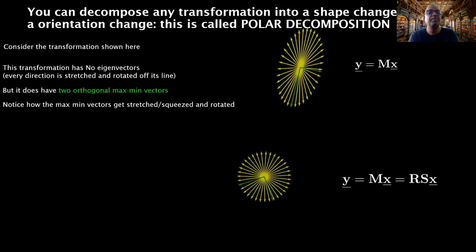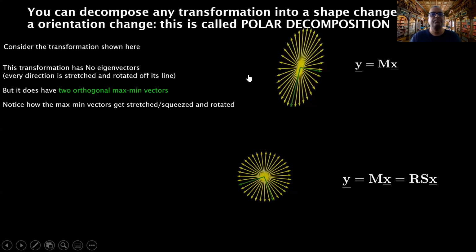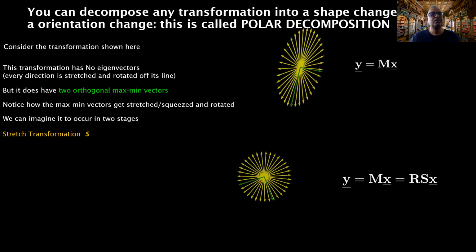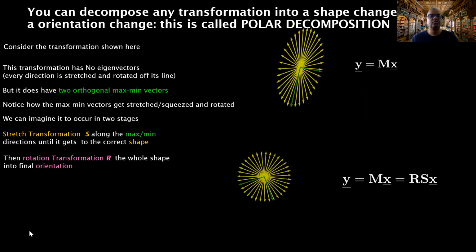Notice how the min-max vectors get stretched or squeezed and rotated. Watch that. If you watch the green arrows, you can see that. We can imagine it to occur in two stages. Stretch transformation first: we squeeze and elongate along the min-max vectors until we get the correct shape. Then rotate the whole shape into the final orientation. So we're going to do a yellow transformation and a pink transformation.